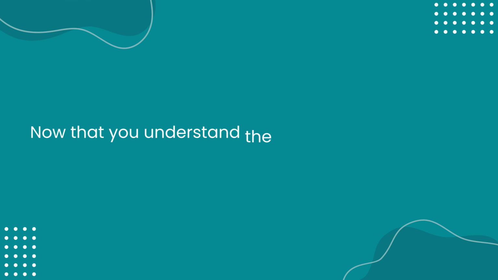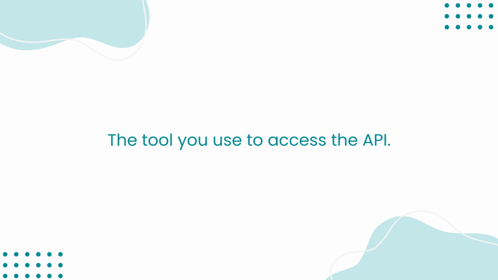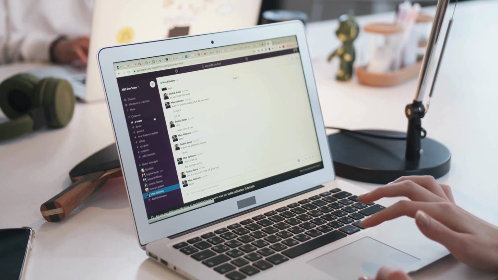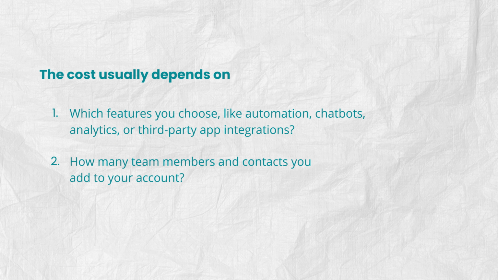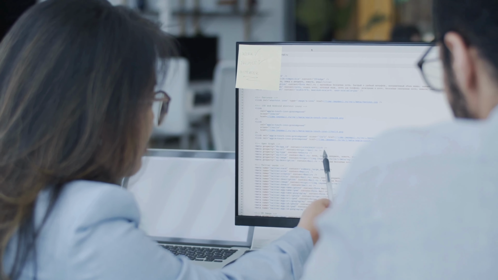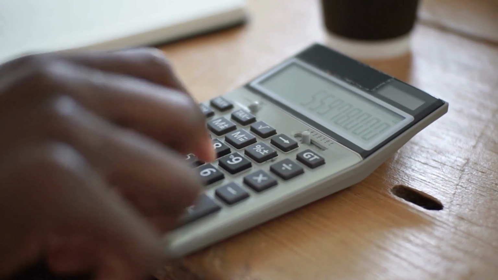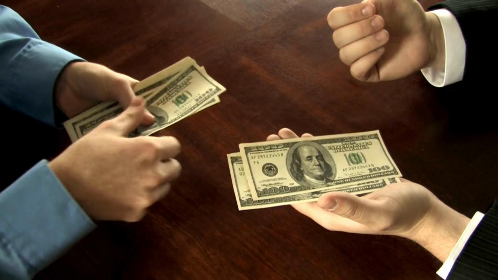Now that you understand the WhatsApp API charges, let's go back to the other half of the equation, the tool you use to access the API. Most platforms that offer WhatsApp API access charge you a monthly or yearly subscription fee. The cost usually depends on which features you choose, like automation, chatbots, analytics, or third-party app integrations, how many team members and contacts you add to your account, and so on. But here's something important to watch out for. Many of these platforms also add a markup, usually 12 to 35% on top of the official WhatsApp API charges. That means you're paying more per message than what WhatsApp is actually charging you.